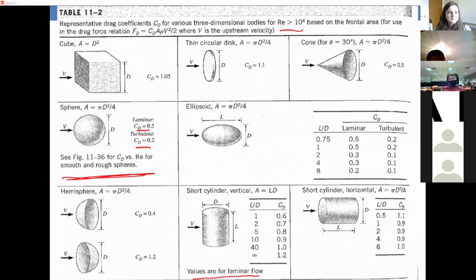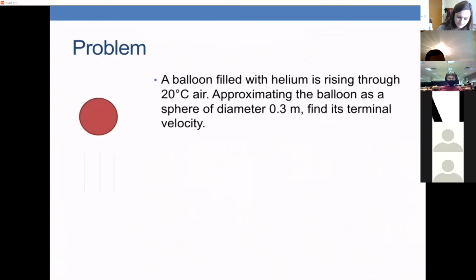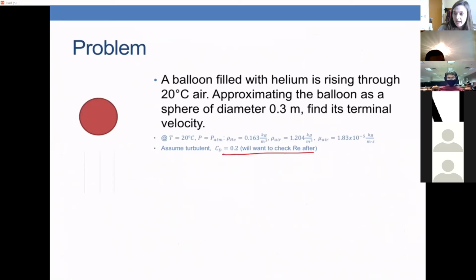Alrighty, so I'm going to assume flow is turbulent to start out with. So I will assume that CD should be 0.2. And we will check after by calculating the Reynolds number once we have the velocity.